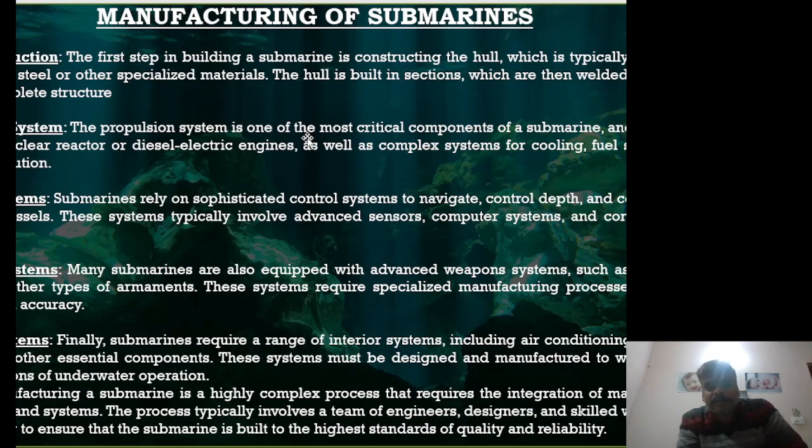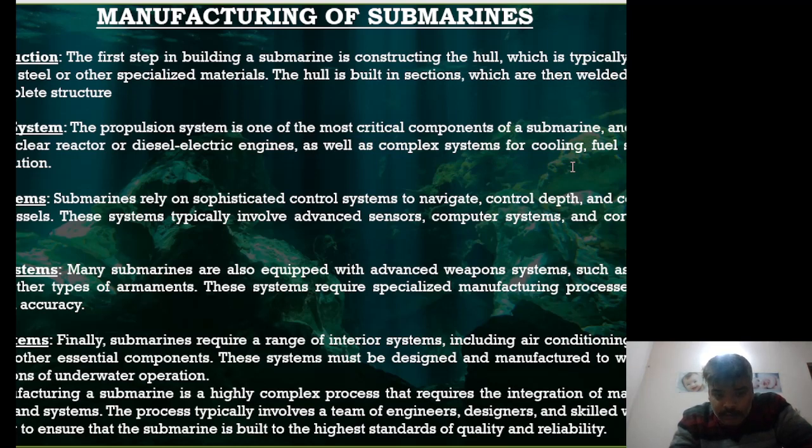Manufacturing of submarine. Hull construction. The first step in building a submarine is constructing the hull, which is typically made from high strength steel or other specialized material. The hull is built in sections which are then welded together to form the complete structure. Propulsion system. The propulsion system is one of the most critical components of a submarine, and it typically includes a nuclear reactor or diesel electric engine as well as complex systems for cooling, fuel storage, and power distribution.